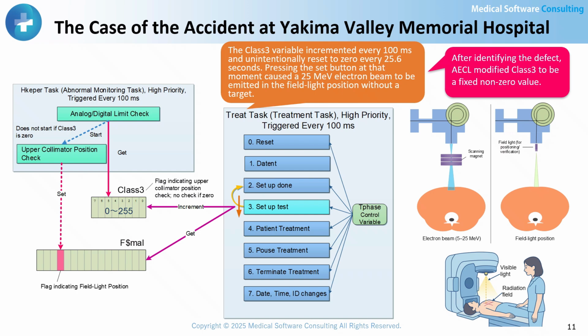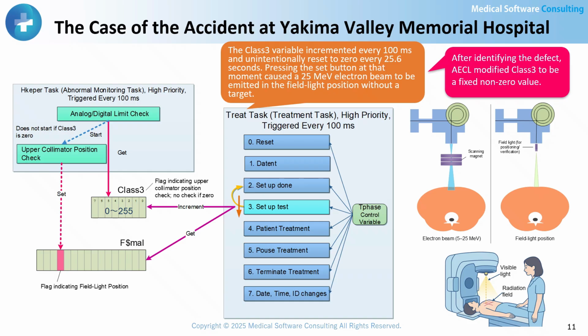The field light position is intended exclusively for setup and alignment, with all treatment accessories removed so that only a lamp and mirror project visible light onto the patient. If a high-energy beam is emitted in this position, 3 critical safety barriers, beam shaping, dosimetry, and beam scattering, are all bypassed, leading to extreme overdosing.